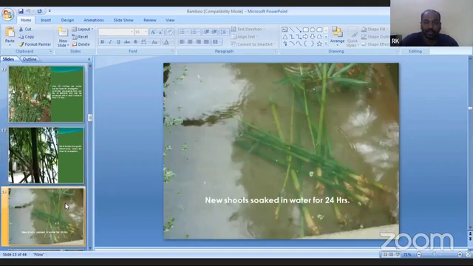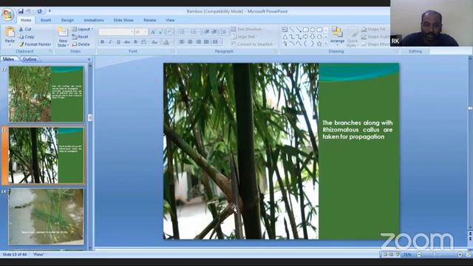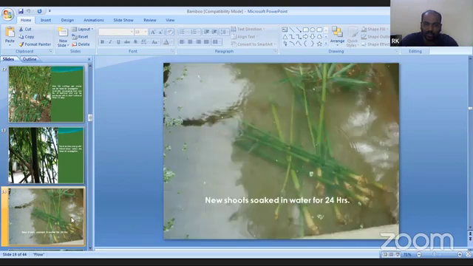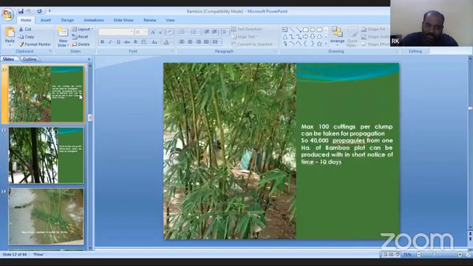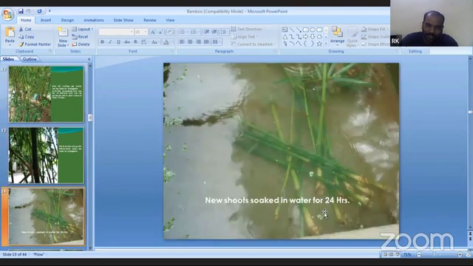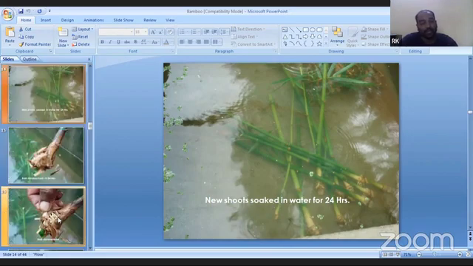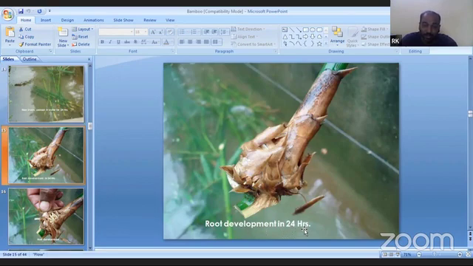Then the cutting is made. What do we do next? We put it in water. That's all, no need for anything else. You put it in water for 24 hours. You take a big container, a tub or pond, something that holds more water, and put the selected cuttings there. Then you put it for 24 hours in the water. When the 24 hours is over, you see the root development. Where is the root development? Here. You see that?